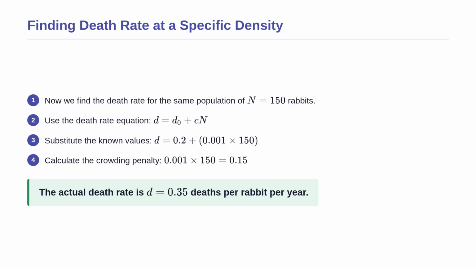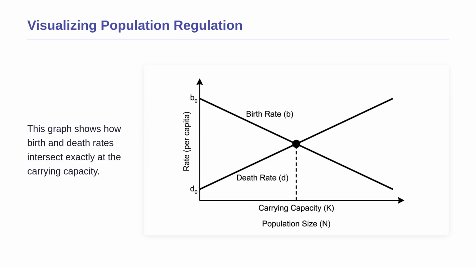Because the birth rate of 0.5 is still greater than the death rate of 0.35, the population is still growing. This makes perfect physical sense because 150 is still below our carrying capacity of 200. Now that we have calculated these rates, let us visualize the entire concept in a diagram.